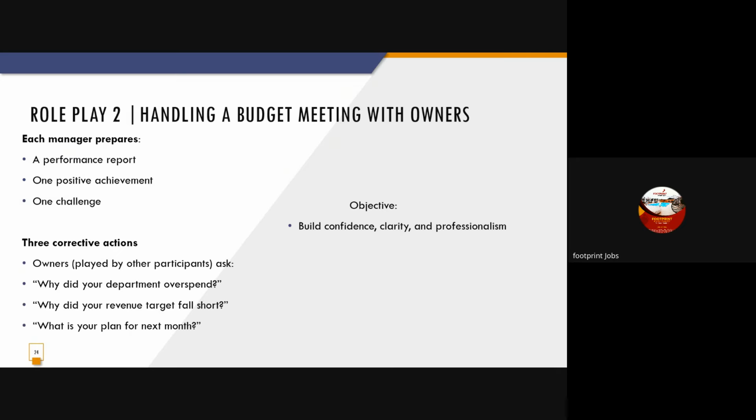This is how you're able to prepare a performance report. Number 2, one positive achievement. So when you're doing your budget, you must be able to tell the owners one positive thing or 2 that the brand was able to achieve in the course of the month.